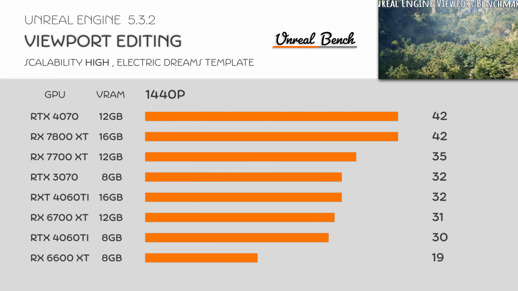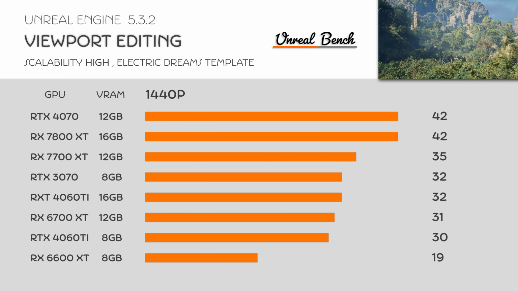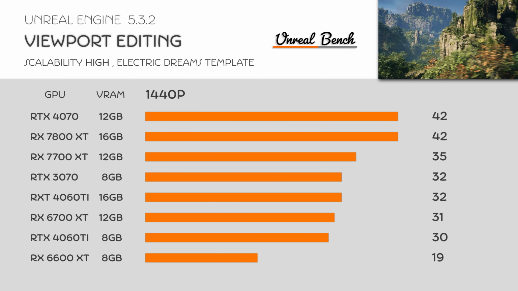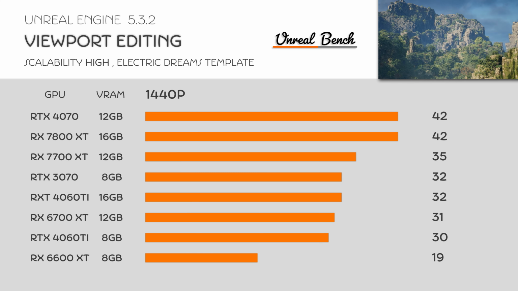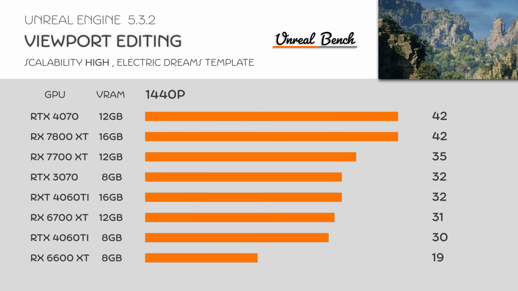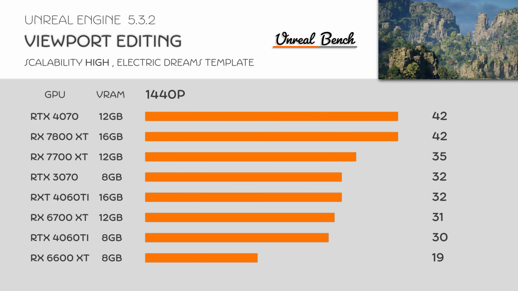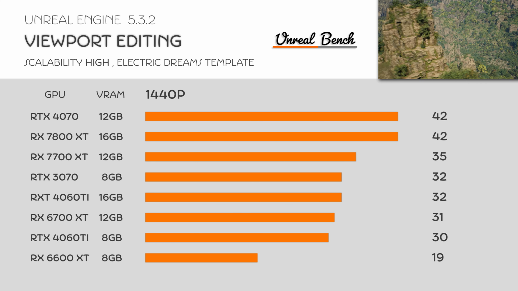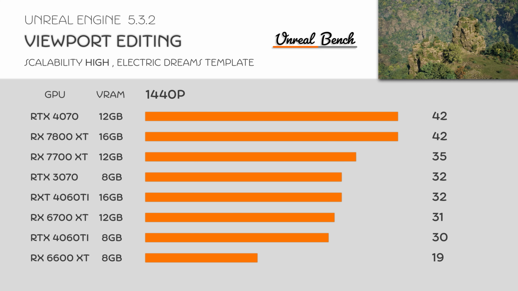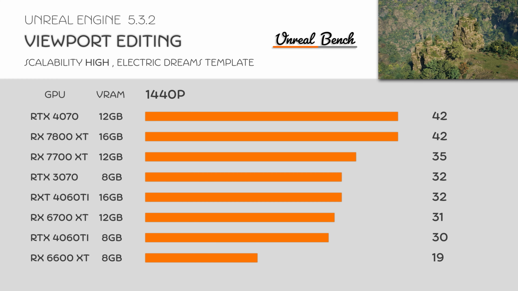If we set the viewport resolution to 1440p, we see that we need at least a 4060 Ti to be able to work smoothly. In the viewport, you should achieve at least an average of 30 frames per second for comfortable work. If you want to work on a 4K monitor or a 1440p monitor in the full screen viewport, you should at least use a 7800 XT or 4070.